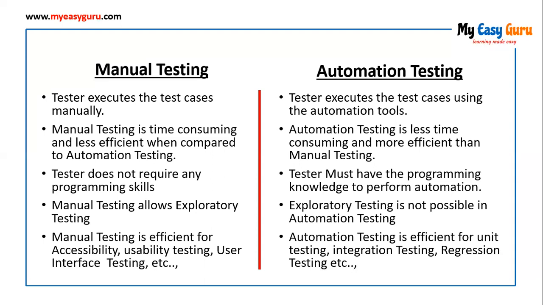Manual testing is efficient when you have to perform accessibility testing, usability testing, and user interface testing, while automation testing is efficient for unit testing, integration testing, and regression testing. So let's understand that in manual testing, the tester executes the test cases manually, while there are different tools available for automation testing. And because of this, automation testing is less time consuming. Now let's move forward to our next question.